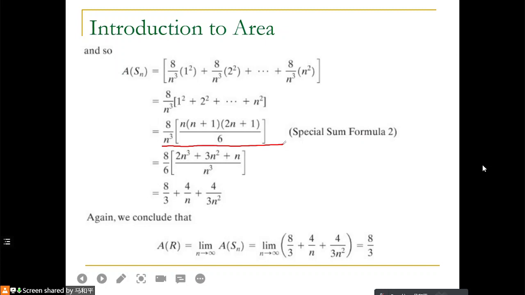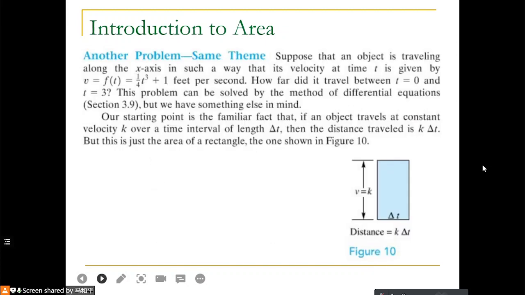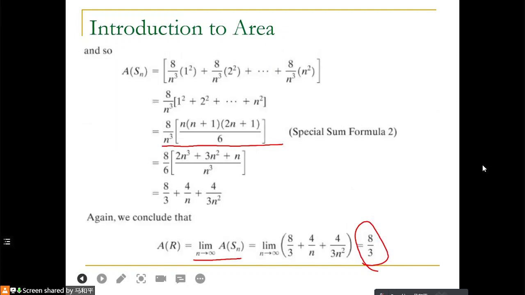Again, we conclude that the area is the limit as n approaches infinity of A(S_n). We calculate the limit, and it is still 8 over 3. So we use circumscribed polygons to calculate the area, and it is still 8 over 3. So the area below y equals x squared, between x equals 0 and x equals 2, is 8 over 3.